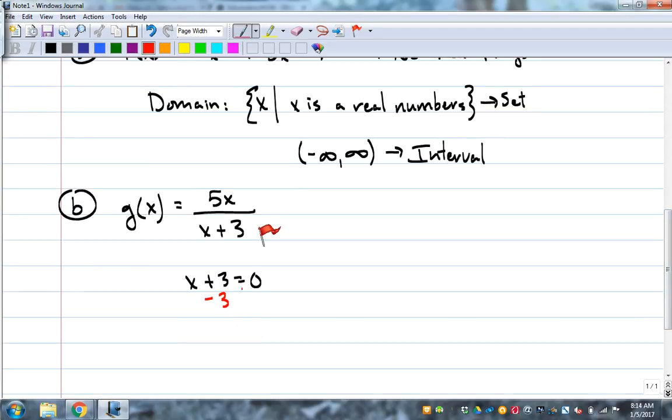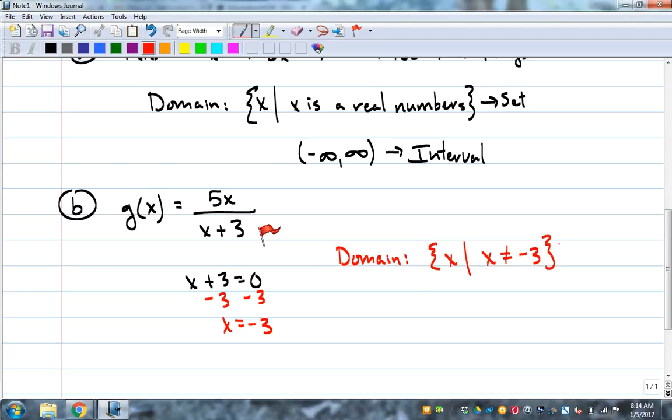So really, you're setting that denominator equal to 0 and saying that negative 3 is the x value that causes a problem. So what we've got to do is cut that out of the domain. So the set notation for that domain is actually really easy. x doesn't equal negative 3. That's the set notation, which is really, really nice and easy.